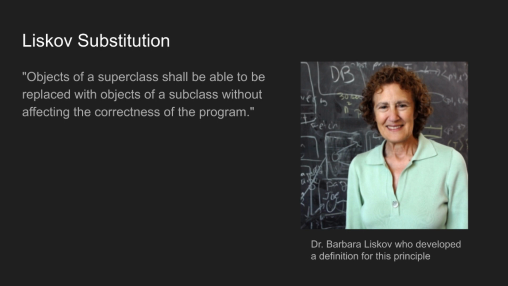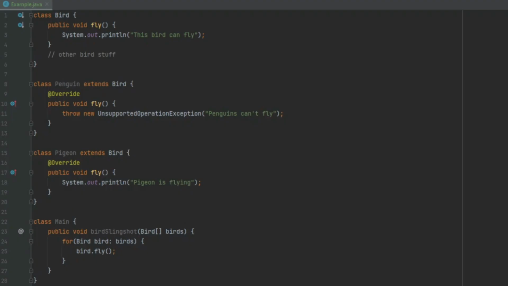Take the following example. We have the class Bird with a fly method and some child classes extending it, representing types of birds such as a pigeon or a penguin. When the Penguin class extends Bird and overrides the fly method, it will throw an unsupported operation exception because penguins can't fly. Now let's say you have a method that calls fly on every bird inside of a Bird array. If you have a penguin inside that array, you will get an exception.